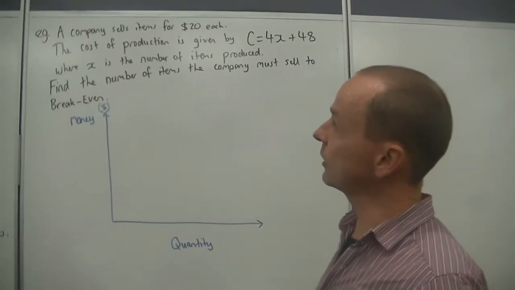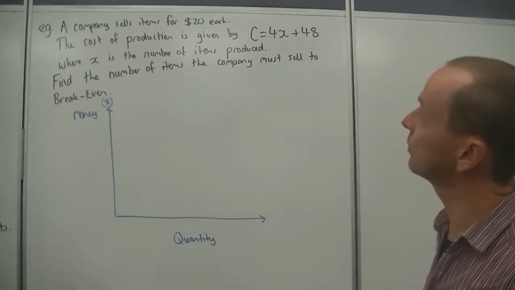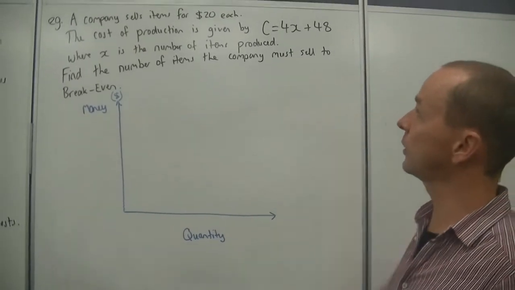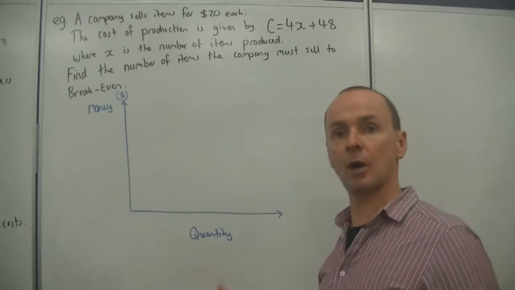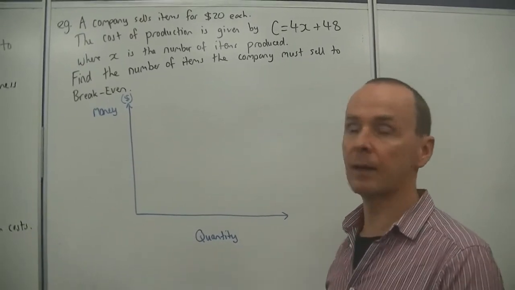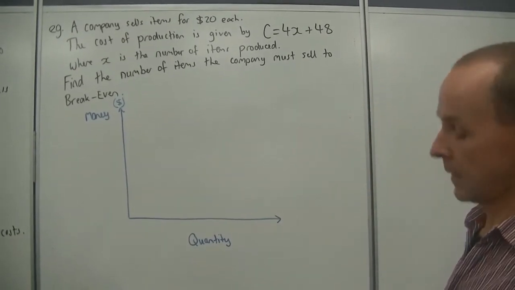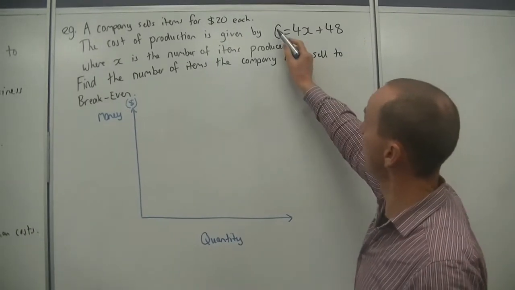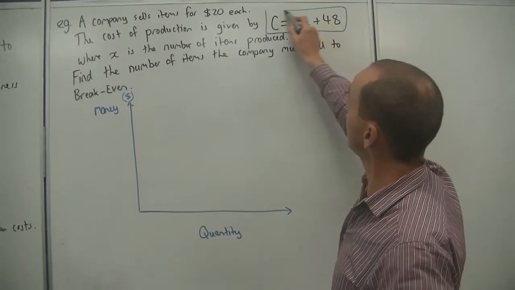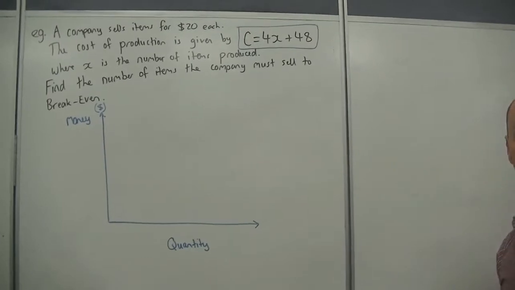So read this question carefully. A company sells items, just say they're t-shirts. They're $20 each. So they're off selling these t-shirts, that's all they make. They get $20 per t-shirt. Now the cost of production is given by this equation. The cost is equal to 4x plus 48.